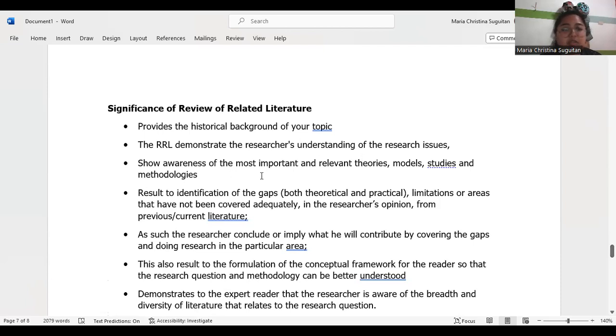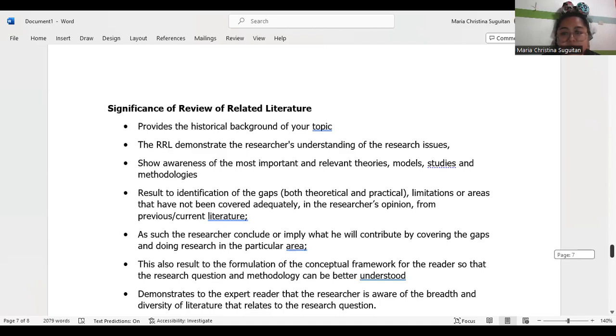The RRL demonstrates the researcher's understanding of the research issues, and shows awareness of the most important and relevant theories, models, studies, and methodologies. Then, relevant theories result in the identification of gaps, both theoretical and practical limitations or areas that have not been covered adequately, in the researcher's opinion, from previous or current literature. And as such, the researcher concludes or implies that he will contribute by covering the gaps.